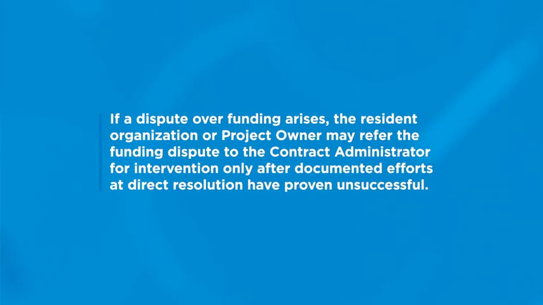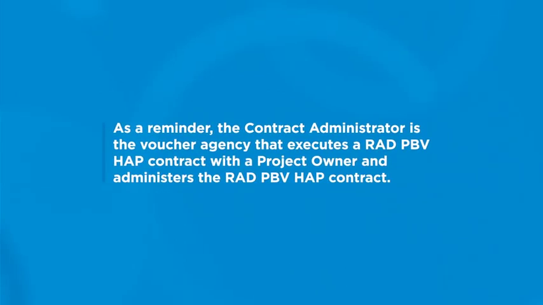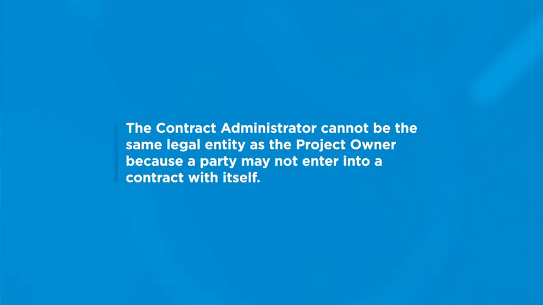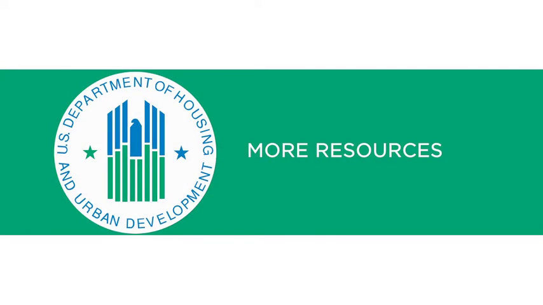If a dispute over funding arises, the resident organization or project owner may refer the funding dispute to the contract administrator for intervention only after documented efforts at direct resolution have proven unsuccessful. As a reminder, the contract administrator is the voucher agency that executes a RAD PBV HAP contract with a project owner and administers the RAD PBV HAP contract. The contract administrator cannot be the same legal entity as the project owner, because a party may not enter into a contract with itself.